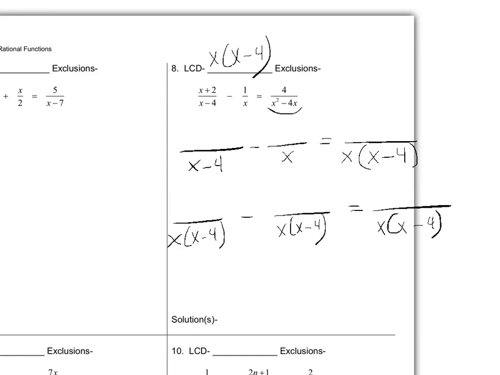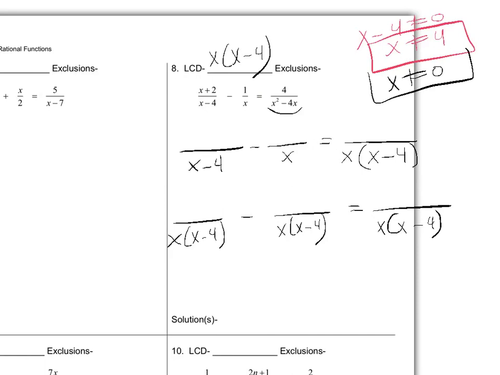Okay, but before we continue, so the LCD is x times x minus 4. Now let's do the exclusions. The bottom can never be equal to 0, so x minus 4 should be different from 0. It means x should be different from 4. Keep that in mind. The other exclusion is that the x on the bottom cannot be 0, so another exclusion is x cannot be equal to 0. Now this one is x times x minus 4, so x cannot be 0, x cannot be 4. We already mentioned that before.